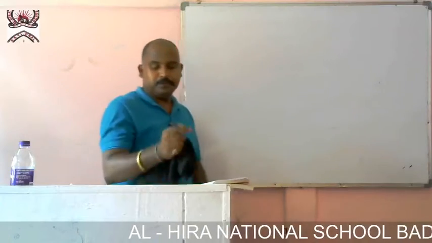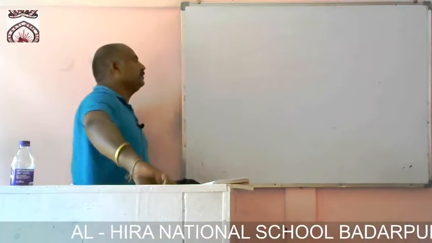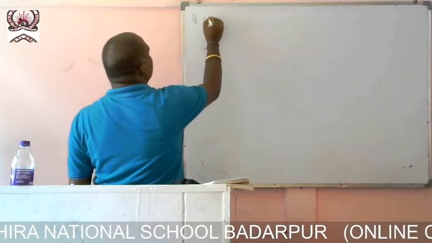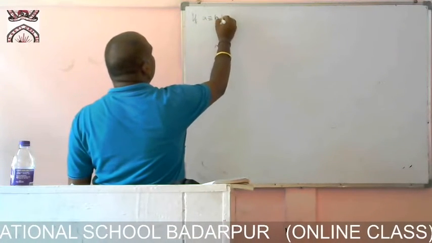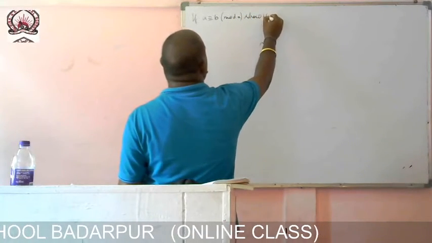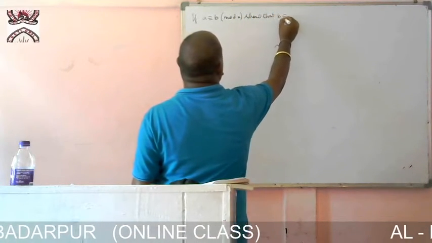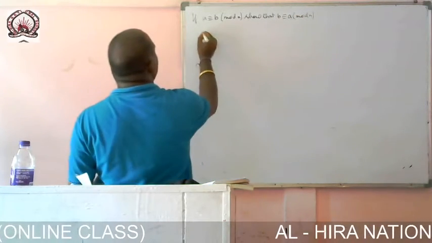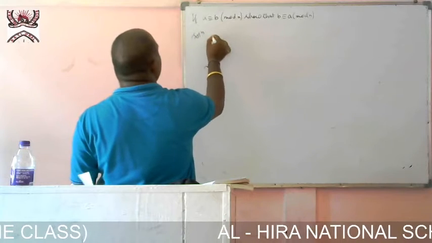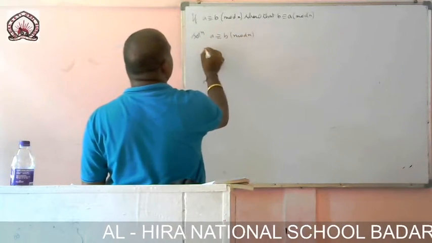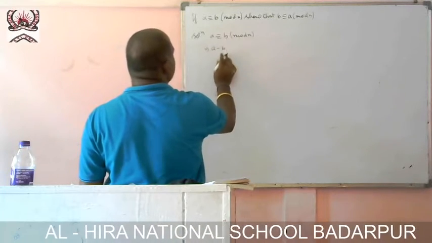Now I will prove one or two properties. Now if A is congruent to B mod n, then B is congruent to A mod n. Now solution. A congruent to B mod n is nothing but n divides A minus B.